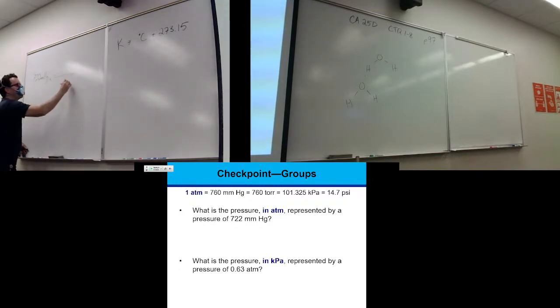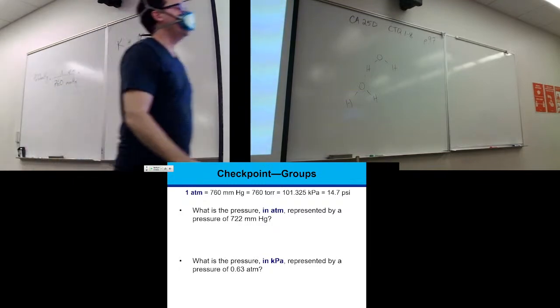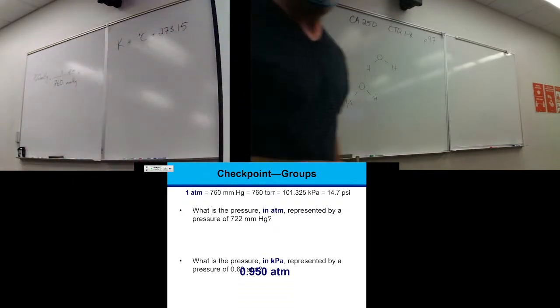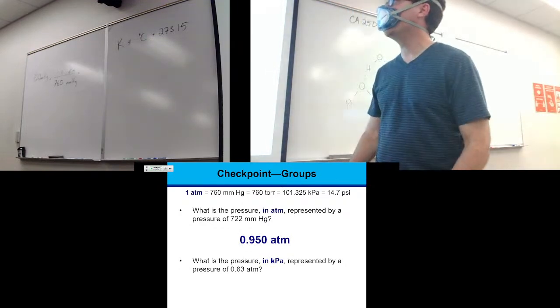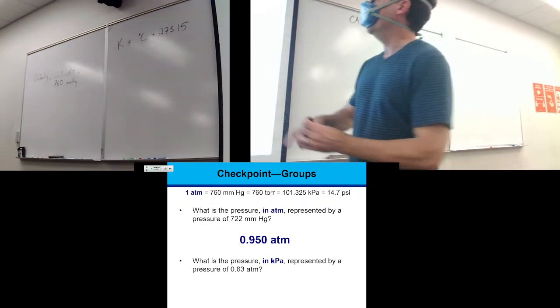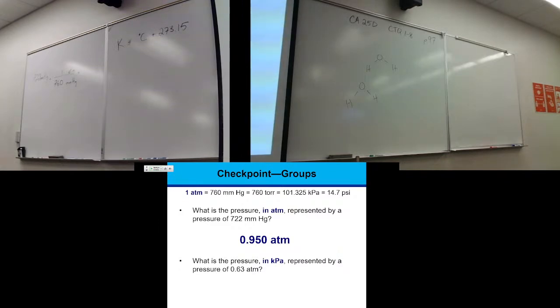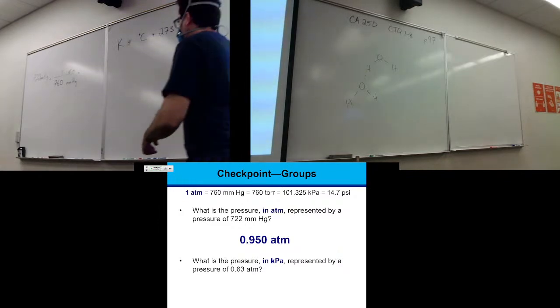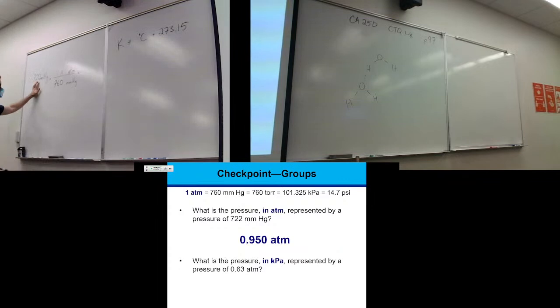Well, millimeters of mercury is in my denominator, so that these two cancel out. I want to convert to atmospheres. That means it needs to be in my numerator. And then I look up the equality. 1 atmosphere is equal to 760 millimeters of mercury. So this is telling me I divide. And if I divide those two, I will get 0.950 atmospheres, 3 sig figs. These are exact conversions, so the only thing we have to worry about is our starting value, 722, 3 sig figs.